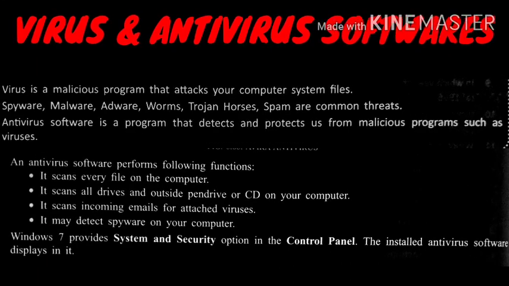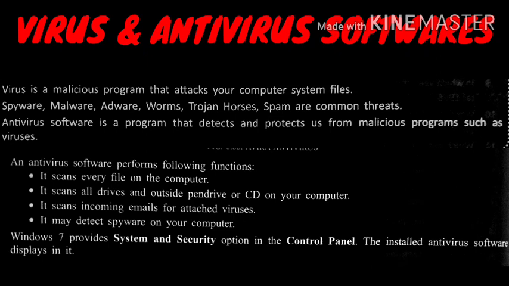Here comes the question, what is a virus? A virus is a malicious program that attacks your computer system files. Spyware, malware, adware, worms, Trojan horses, and spam are common threats. Antivirus software is a program that detects and protects us from malicious programs such as viruses.